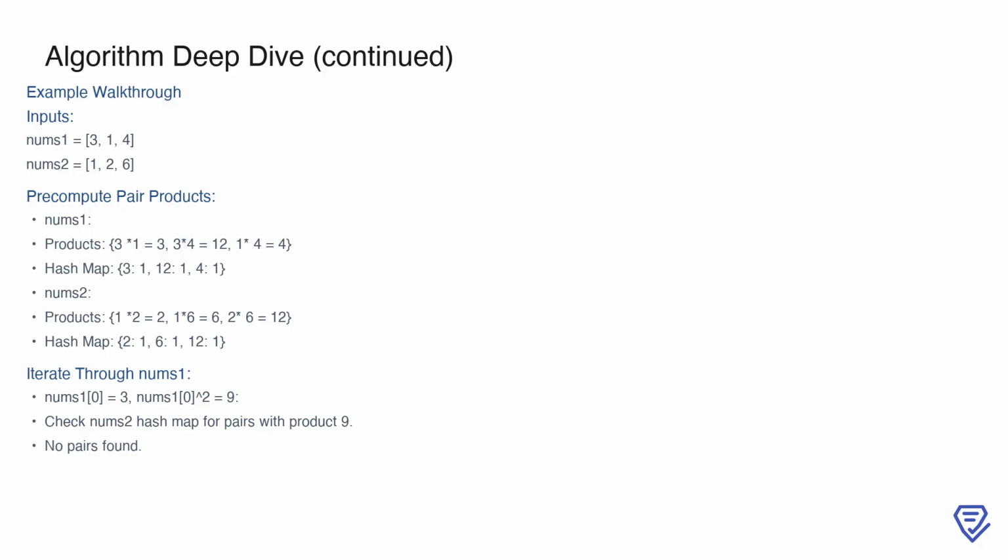Next, we iterate through nums1. For nums1[0] equals 3, we compute its square, 9, and check the nums2 hash map for pairs with a product of 9. Since no such pairs exist, there are no valid triplets for this case. We continue this process for the other elements in nums1 and nums2, summing the counts of valid triplets.